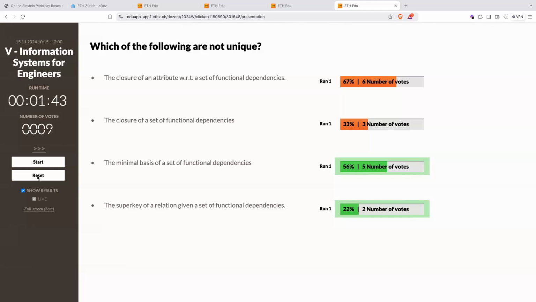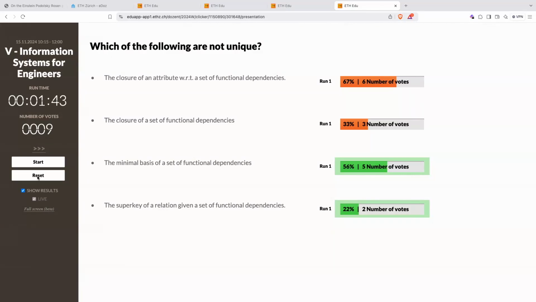Now, the minimal basis of a set of functional dependencies, that's basically the opposite of the closure, right? So the closure is all of them. The minimal basis is as tidy and small as possible, but in an equivalent way. Now, there are more than one ways to clean up. And so the minimal basis is not unique. Depending on the order in which you eliminate things, you might not get the same results.